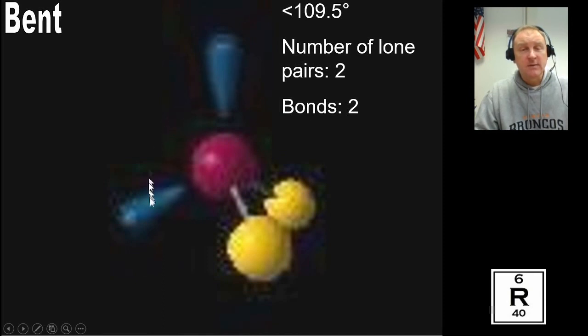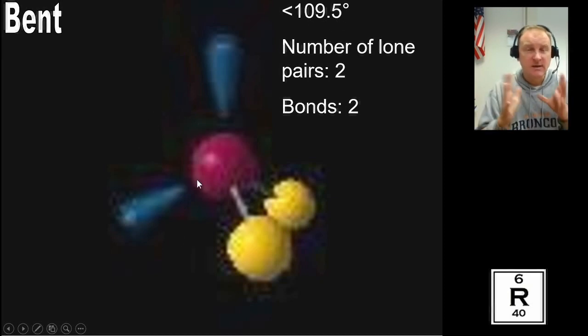This was like the example I showed you before with water. You have 2 lone pairs and 2 bond pairs, so we're based on the 109.5 degree angle again, and this is pushing it in even tighter.